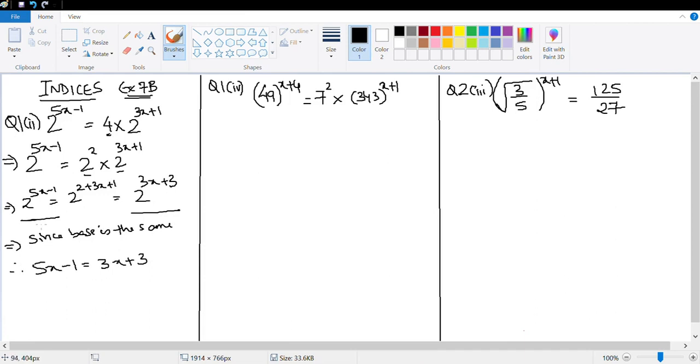That's what this is. 2 to the power 5x minus 1 is equal to 2 to the power 3x plus 3, which means the powers will also be the same, which means 5x minus 3x is equal to 3 plus 1, 2x is equal to 4, therefore x is equal to 2. So the question was solve for x. We've solved for x is equal to 2. Let's try and solve question part 4.